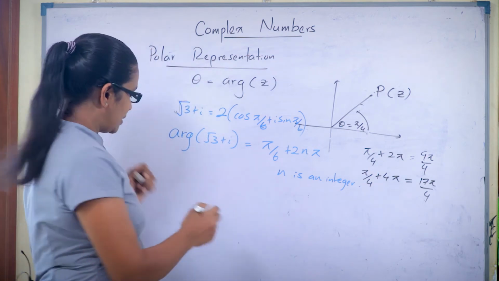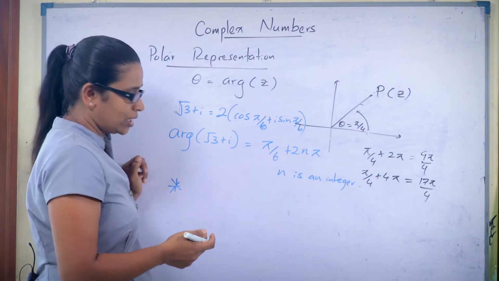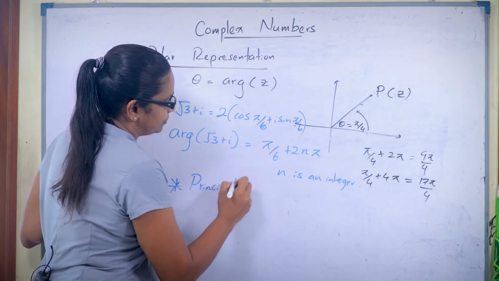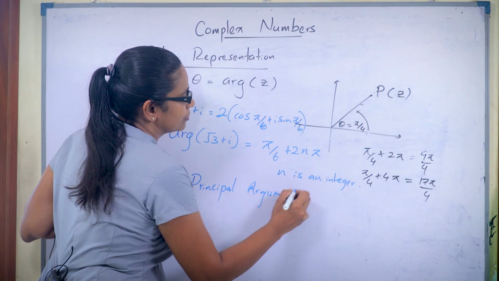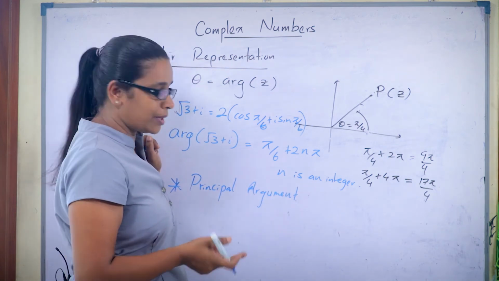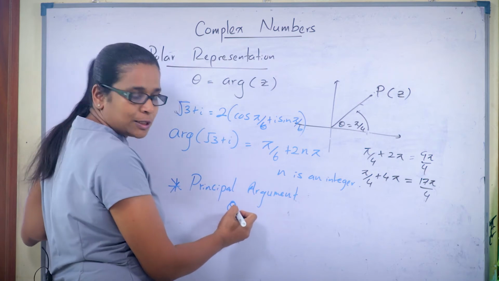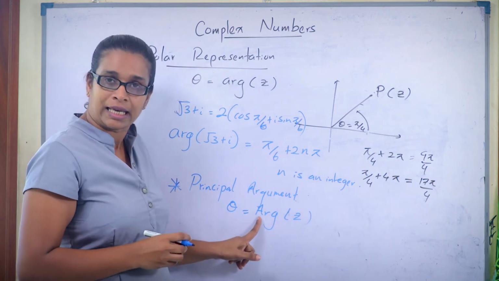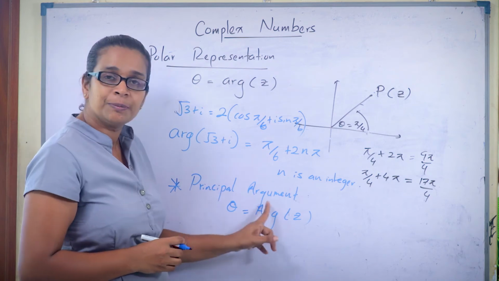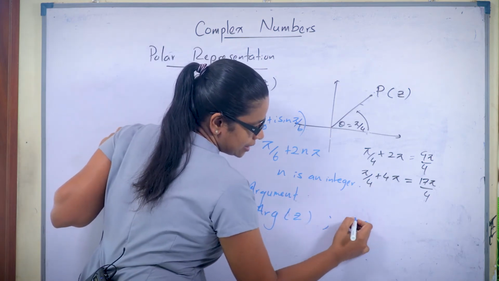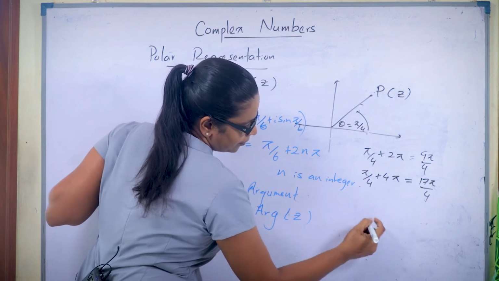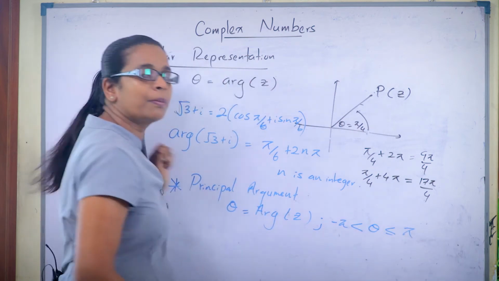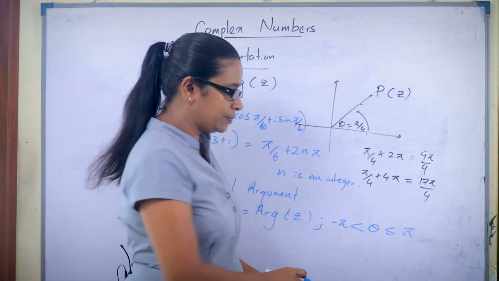Because of that, there's a special definition for the argument. It is known as the principal argument. The principal argument of a complex number is represented here by Arg, with a capital A. This one is only for the principal argument. Here theta is between minus π and plus π. Can you understand?